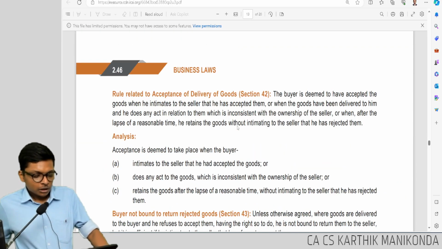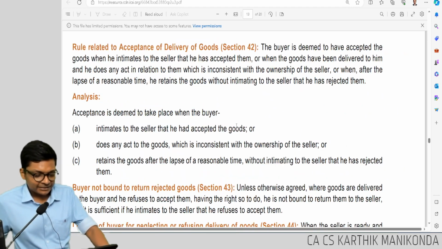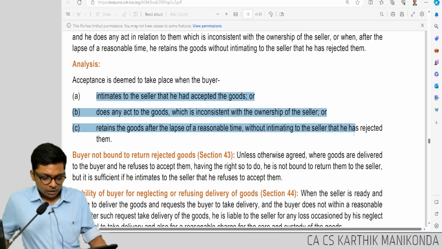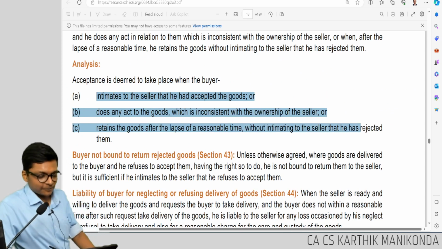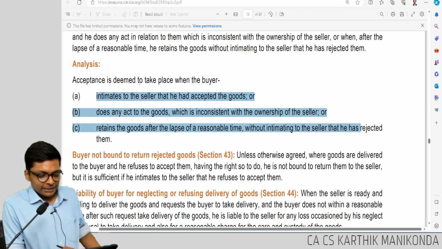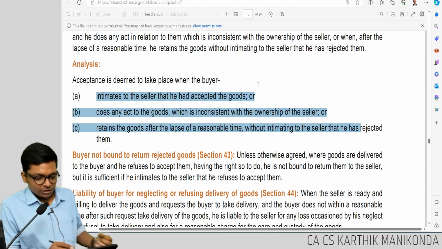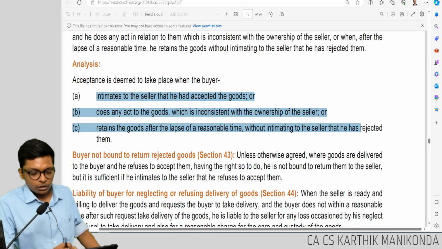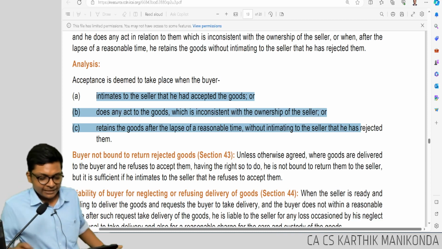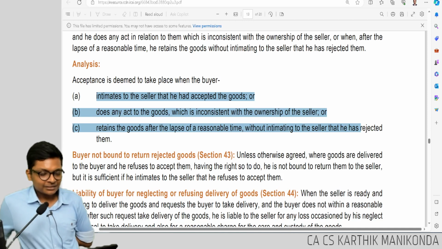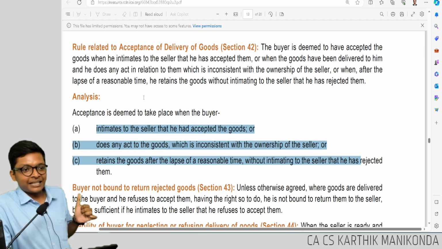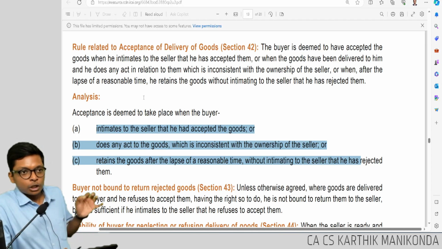Next point, acceptance of delivery, guys. Look at this. Simple 3 points. Now, these 3 concepts, guys. Acceptance is deemed to take place when the buyer intimates to the seller, yes, accepted the goods, does any act which is inconsistent with the ownership. I accepted the goods and then I damaged it, or retains the goods after reasonable period. This is same as which one? Sale or return, approval basis. Same 3 points. Copy and paste.